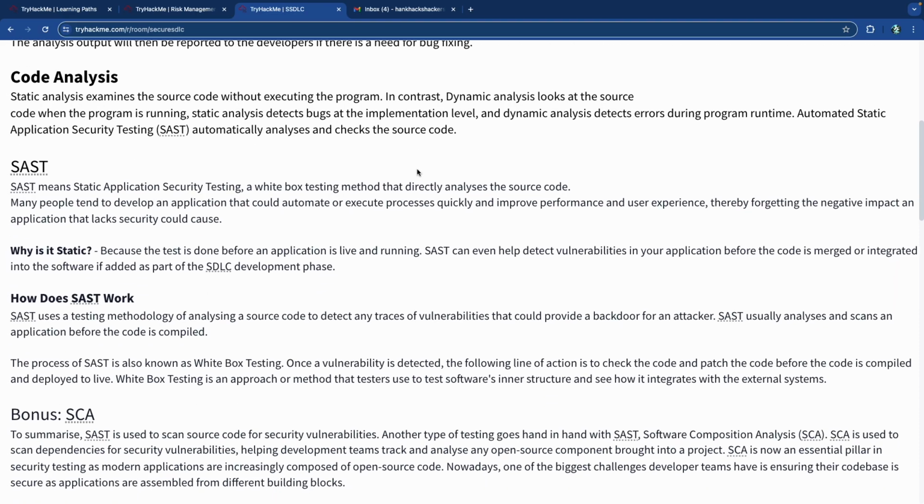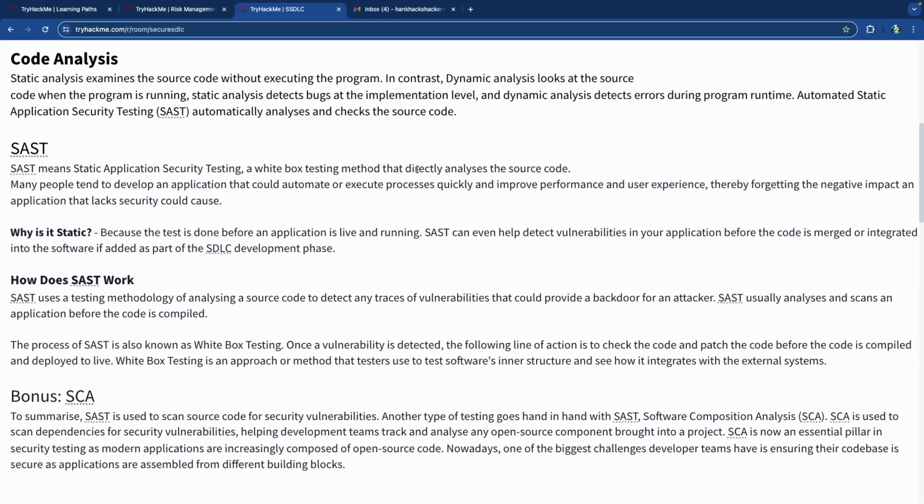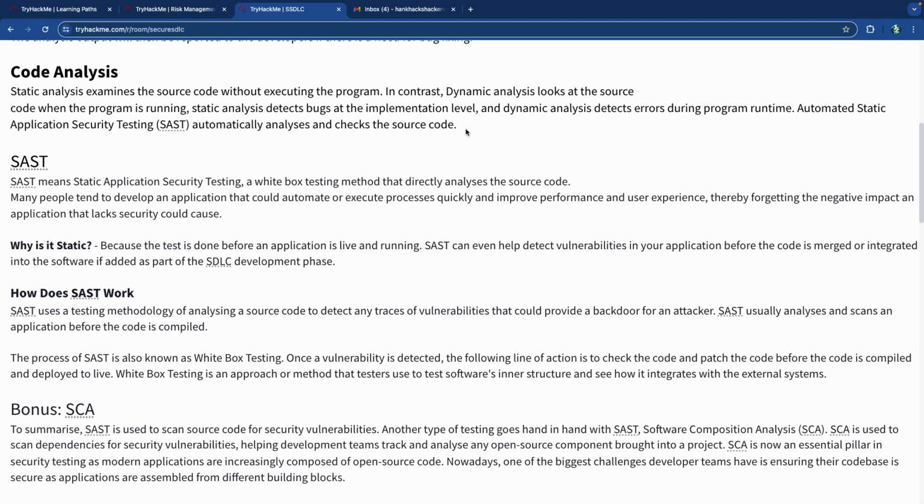And then we have code analysis techniques, right? Static analysis examines the code without running it. Dynamic analysis looks at the code when the program is running. Static analysis detects bugs at the implementation level, and dynamic analysis detects errors while the program is running.